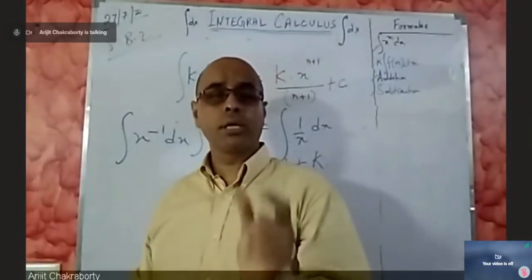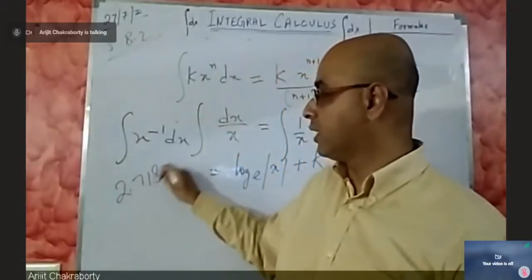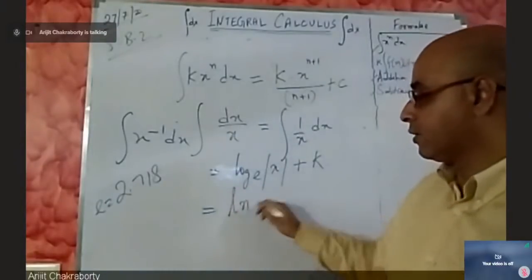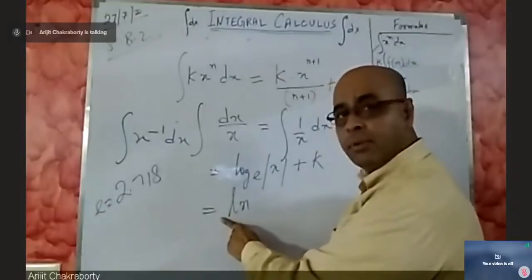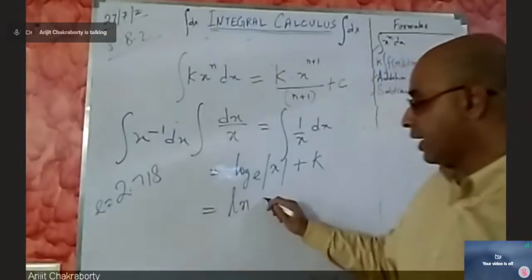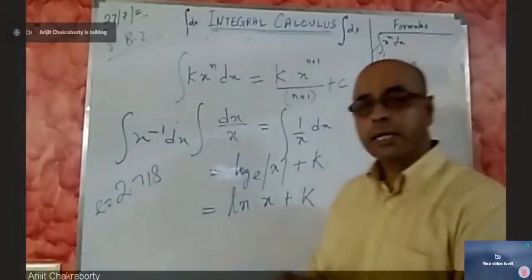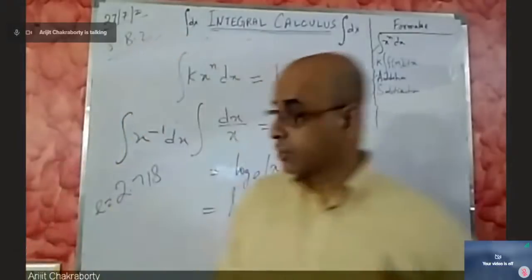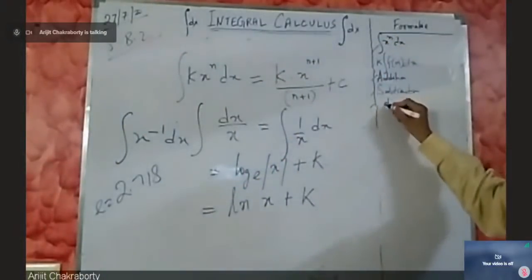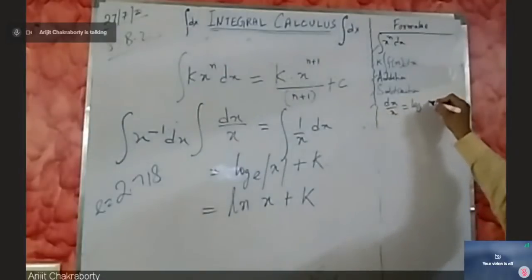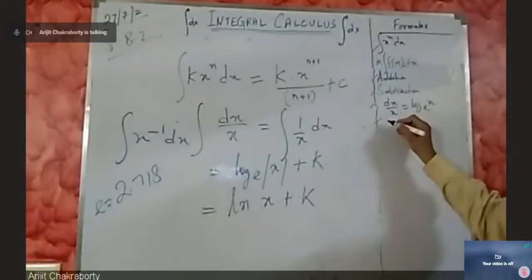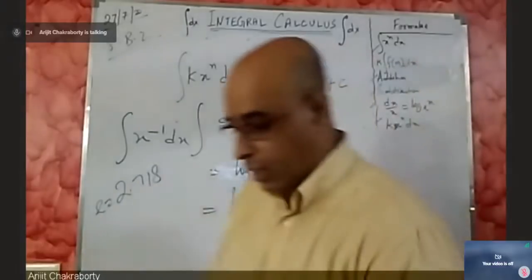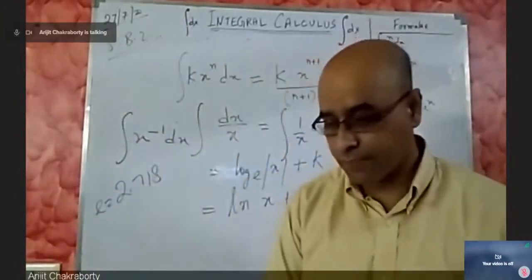e is an exponential constant, roughly 2.718 is the value. This is sometimes written as ln, the natural logarithm, ln x plus k. So this is the base of the natural logarithm. These are two important formulas which we have done. So dx by x equals log x to the base e, and we have also done k times x to the power n dx. We proceed to the next functions.